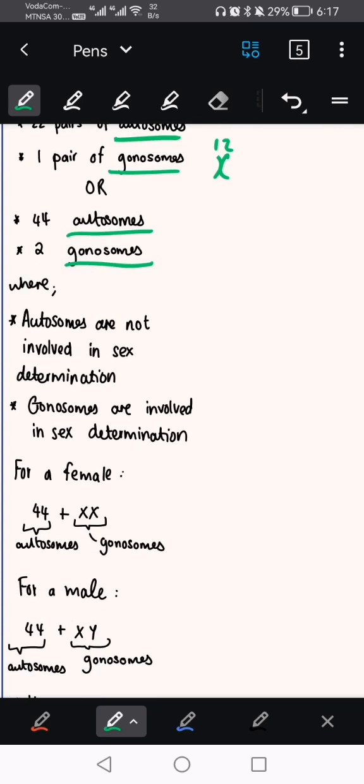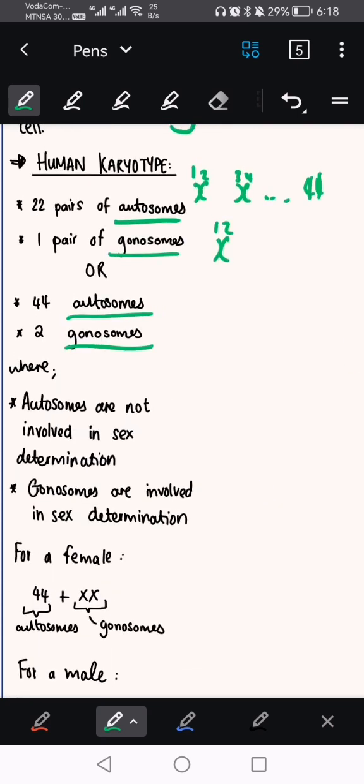Now, the differentiation between gonosomes and autosomes is that autosomes are not involved in sex determination. However, gonosomes are involved in sex determination. What does this mean? Autosomes are not involved in determining whether the child is going to be a boy or a girl. Gonosomes are involved in that process. Gonosomes on the karyotype, if you look at the karyotype in the exam, would also obviously be the 23rd pair, right? It is the last block on the karyotype.